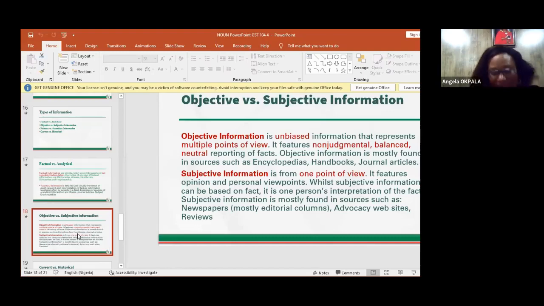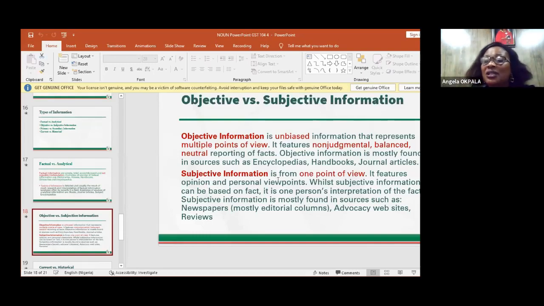This information is unbiased. It's not like you are giving me something by your own opinion. No. So that is what we mean. It is non-judgmental, balanced, objective. You have looked at it from different angles. So that is objective information.